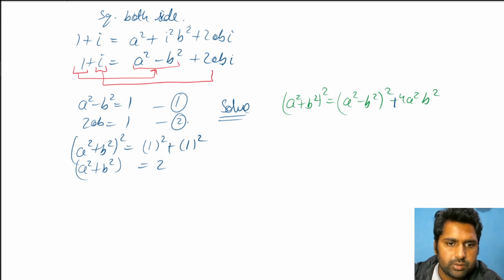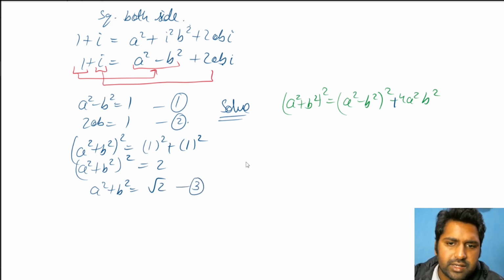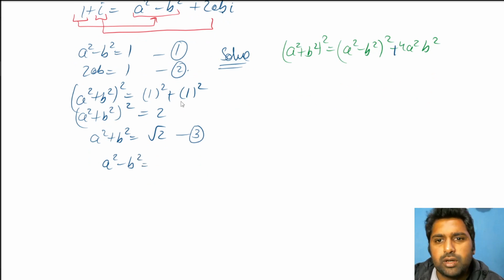Okay, so a square b square whole square is 2, so a square plus b square has to be root 2, not minus root 2, because the squares of two numbers cannot be negative when added. Let's consider this as a third equation, and now the benefit is you can so much more easily solve the first and third equation. That's why this particular identity is so helpful.